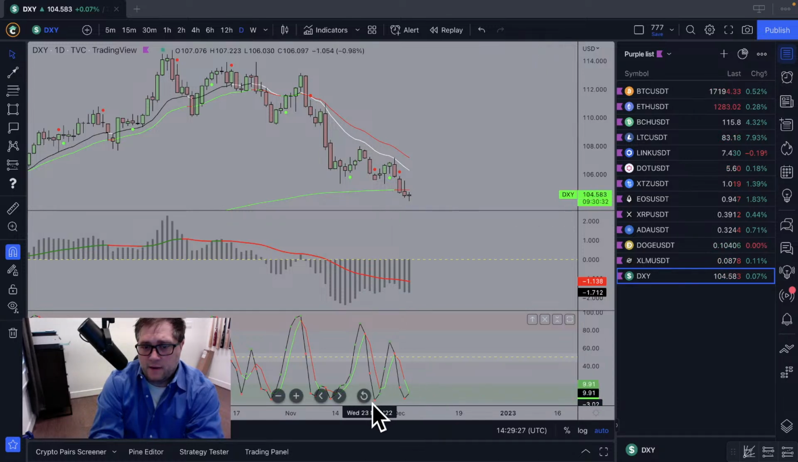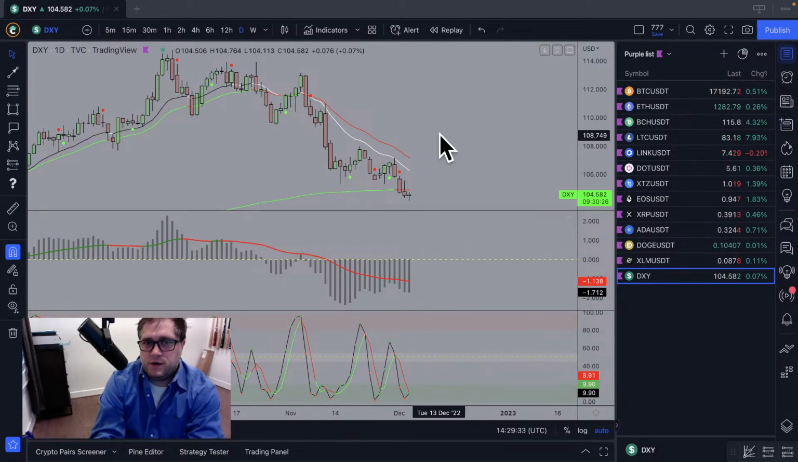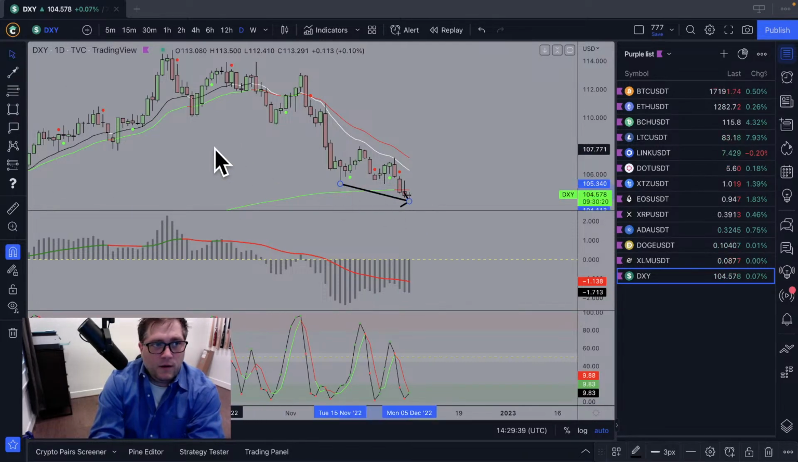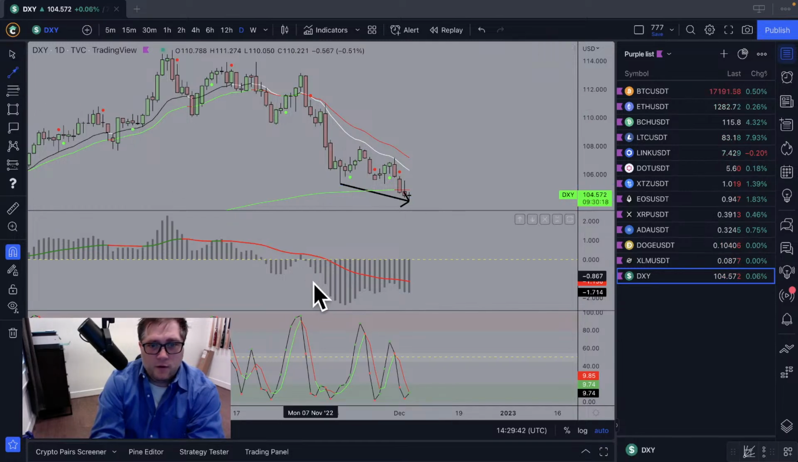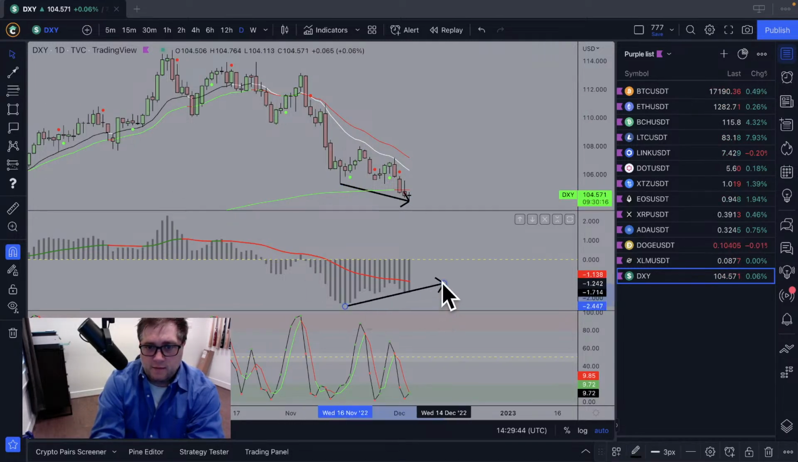We have a divergence on your oscillator. Both oscillators have a bullish divergence on here. So you can see that this momentum is down on there, and you can see on your MACD it's pointing up.